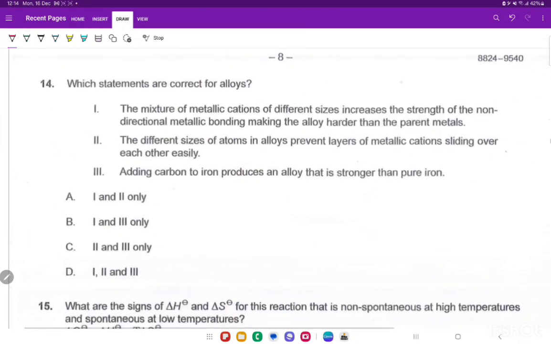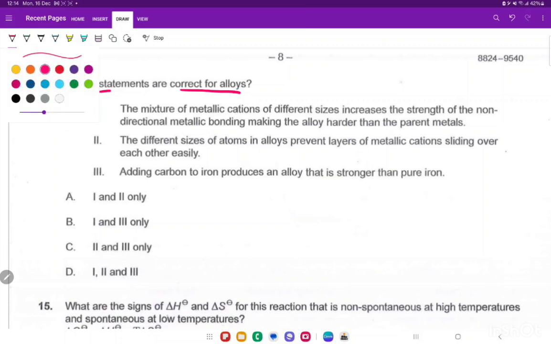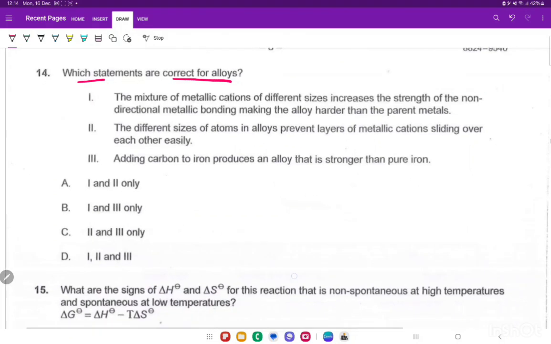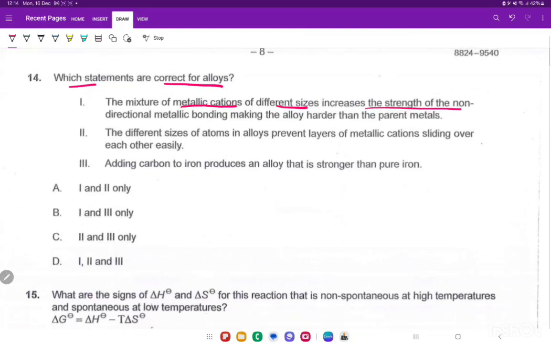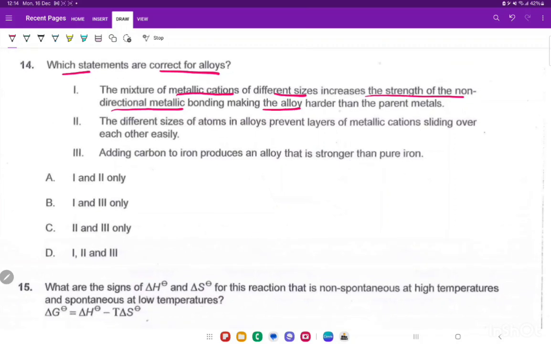Next, question 14. Which statements are correct for alloys? Statement number 1 says the mixture of metallic cations of different sizes increases the strength of the non-directional metallic bonding, making the alloy harder than the parent metal. Metallic cations of different sizes increase the strength of the non-directional metallic bond.